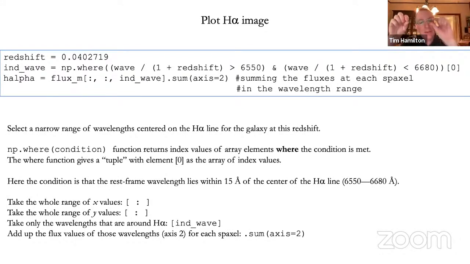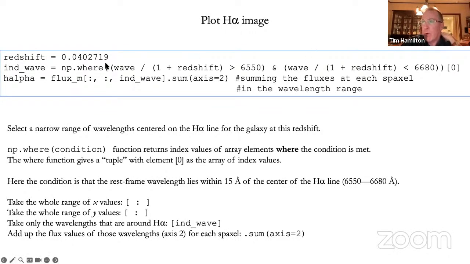and it will tell you the index values of every element of that array where the condition is true. In this case, we're feeding in the wave, that's the array of wavelengths, and we are converting them into the rest frame. So we take the wavelength divided by 1 plus redshift, 1 plus z, and we're testing if it is both greater than 6,550 angstroms and less than 6,680. Basically, that means it's within 15 angstroms of the center of the H alpha line at rest wavelength.